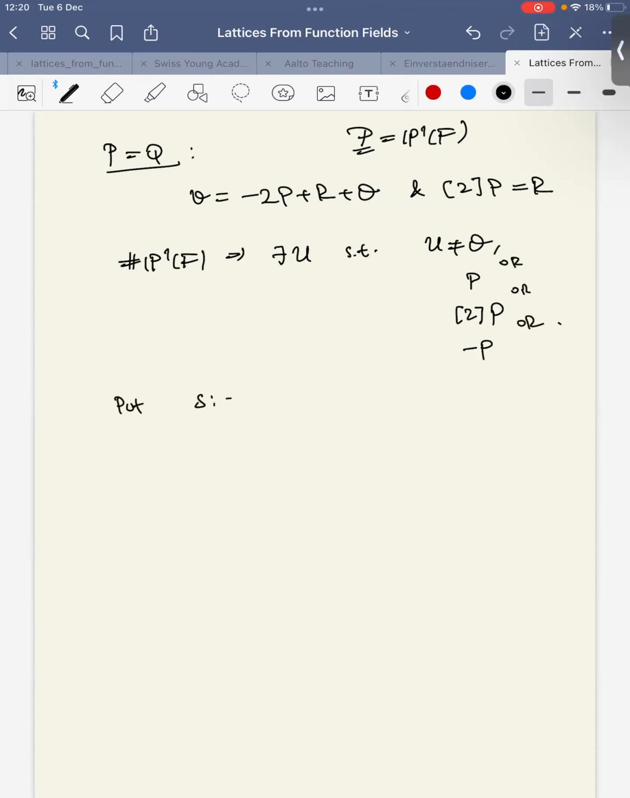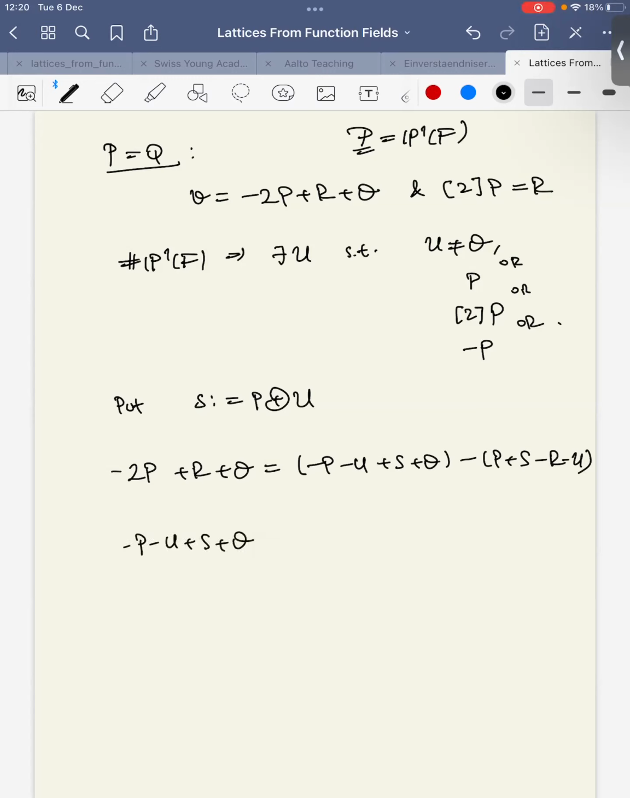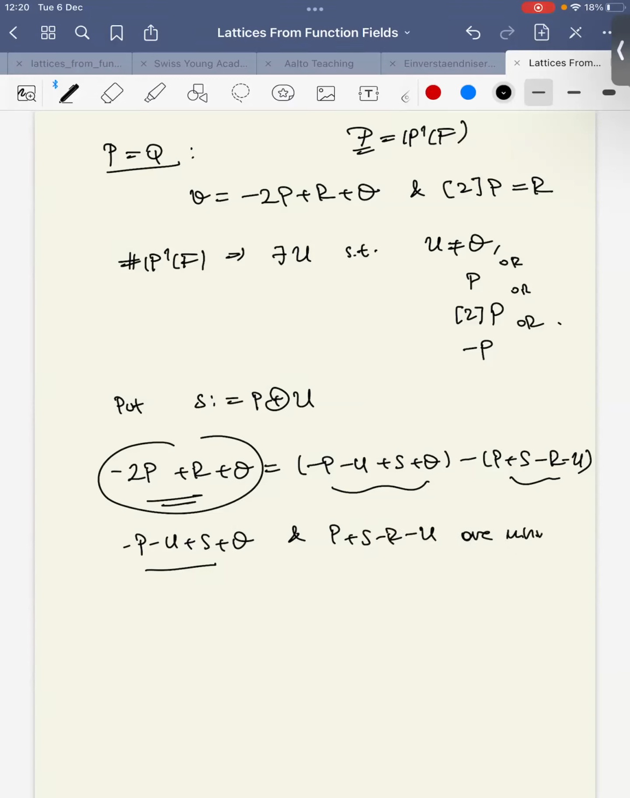Now let me put S as P plus U, and let me observe that minus 2P plus R plus O can be arranged as minus P minus U plus S plus O, plus minus P plus S minus R minus O. Because we want to write this vector as a combination of the minimal vectors, our claim is that this and this are minimal vectors.